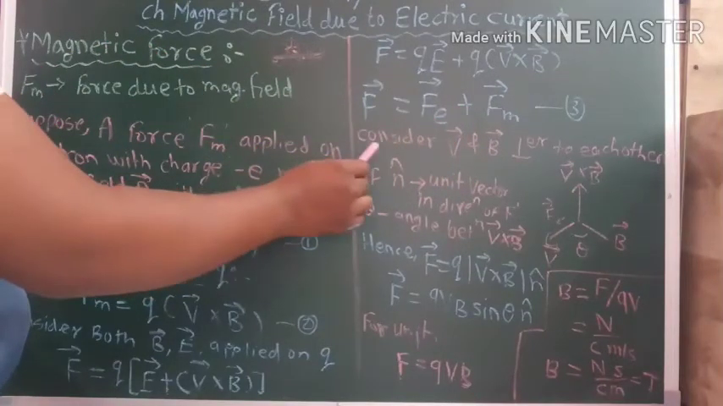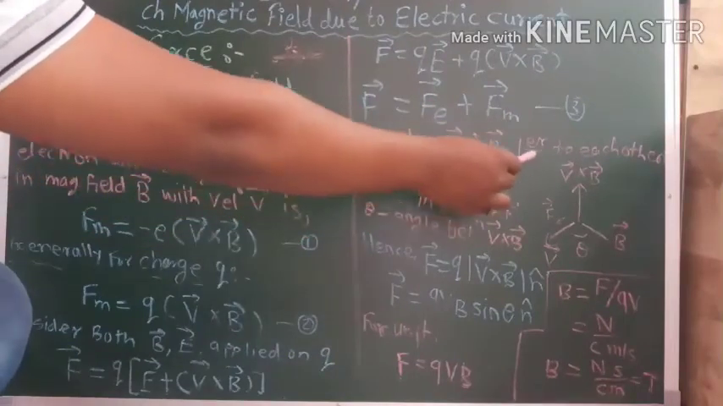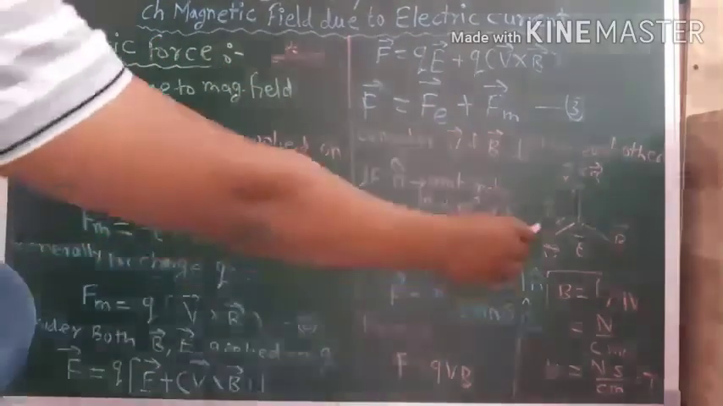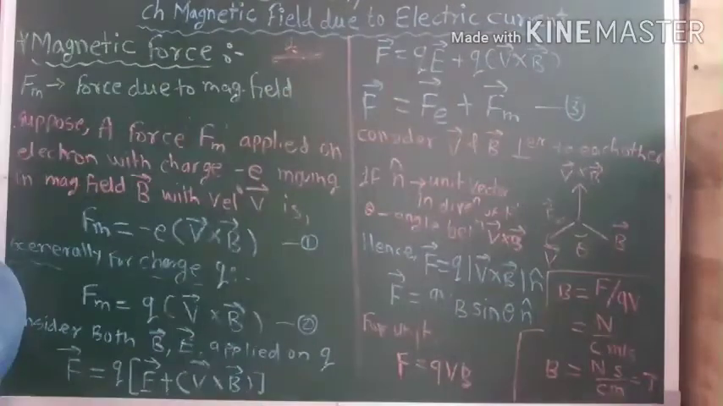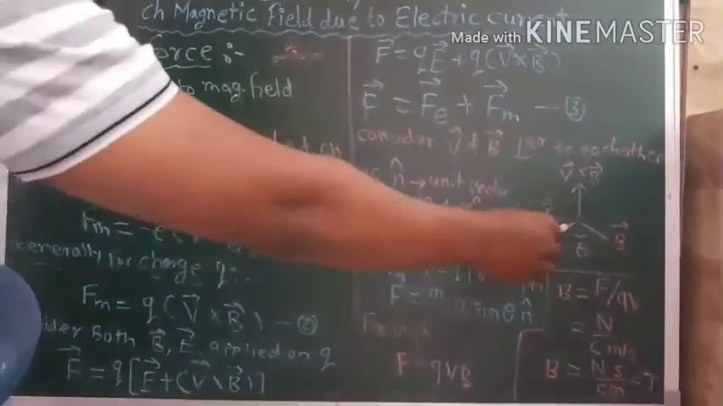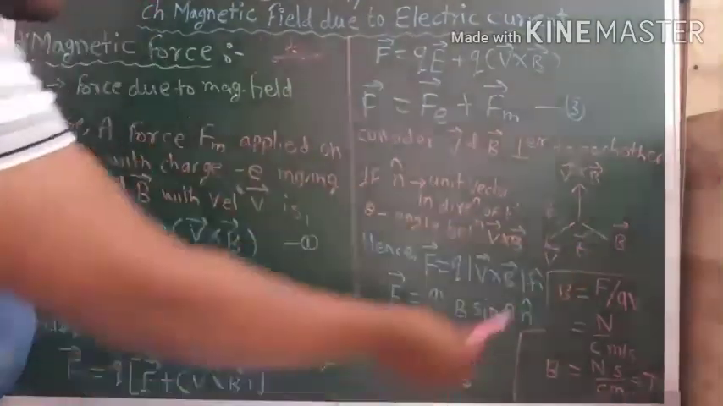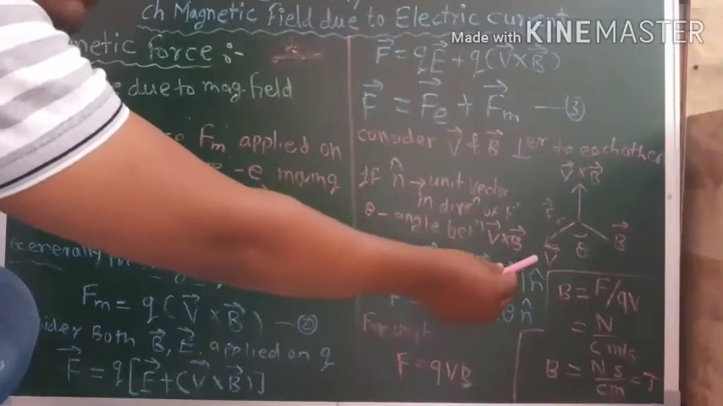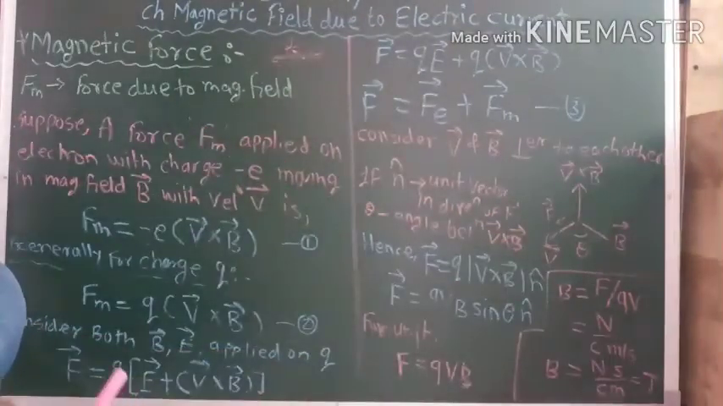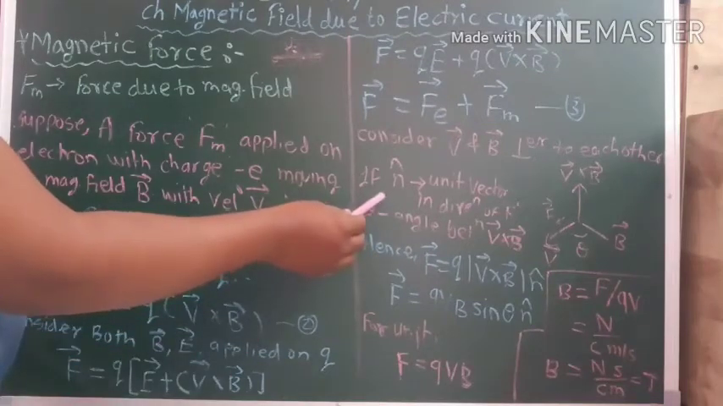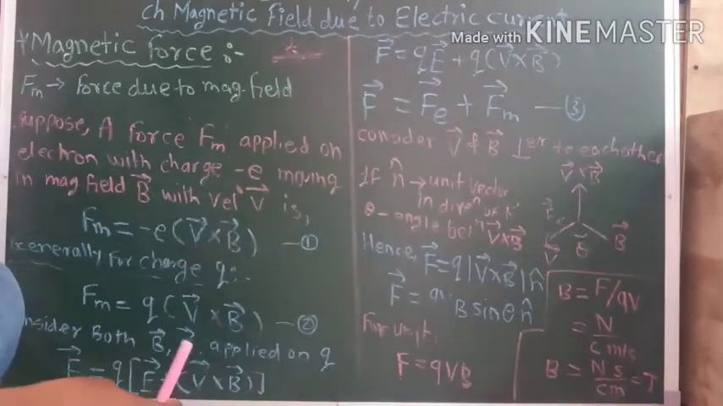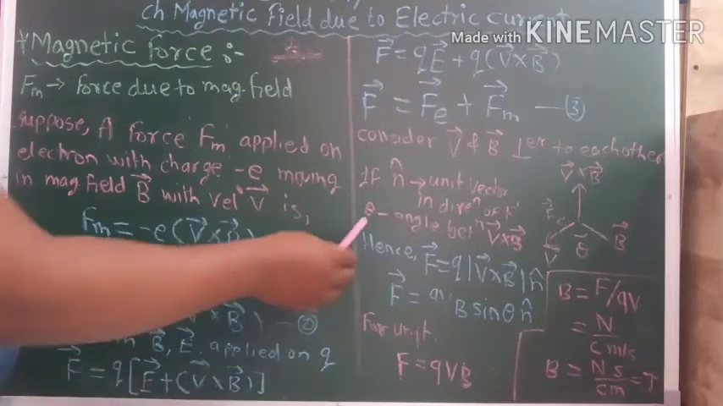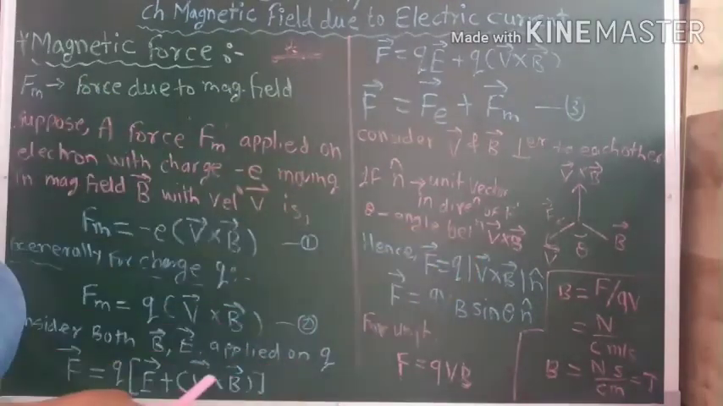We consider now v bar and B bar perpendicular to each other. In this figure, this is the direction of v bar cross B bar, this is the direction of velocity, this is the direction of B bar, and this F is the direction of force, and this theta is the angle between v bar and B bar. If we consider n cap as the unit vector in the direction of the Lorentz force, and theta is the angle between v bar and B bar.